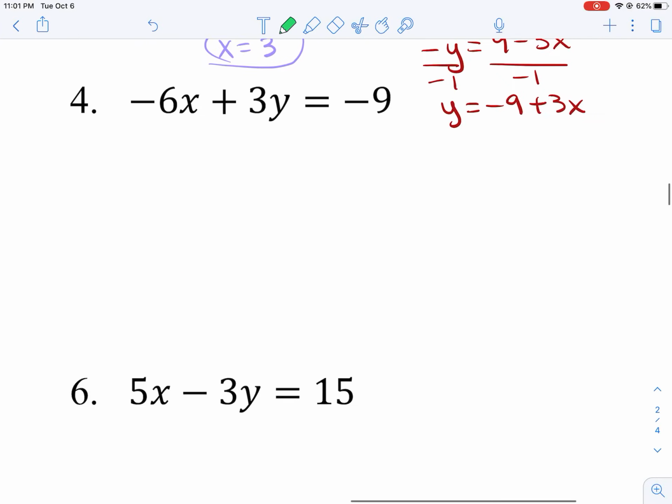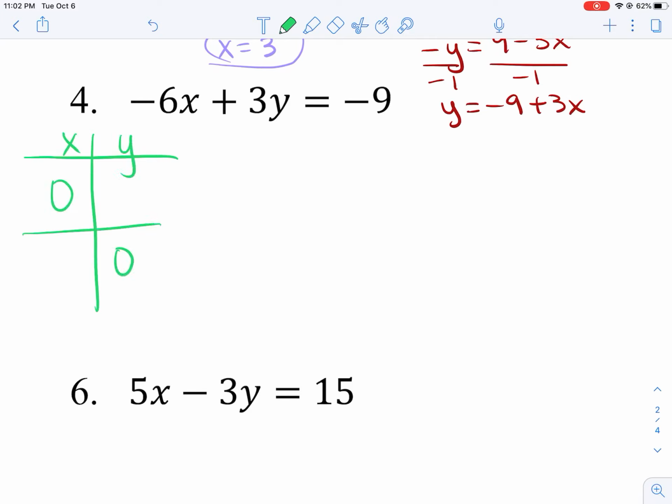Okay, a few more. Again, you can push pause, do the questions, skip through if you don't need the help. But go at your own pace here as to what you need. So 0 chart here. So plugging in 0 for x to start. So that negative 6 times 0 wipes out. Divide by 3 to get y by itself. And y equals negative 3.